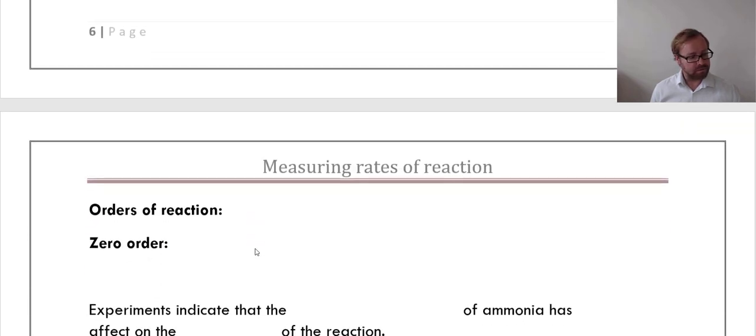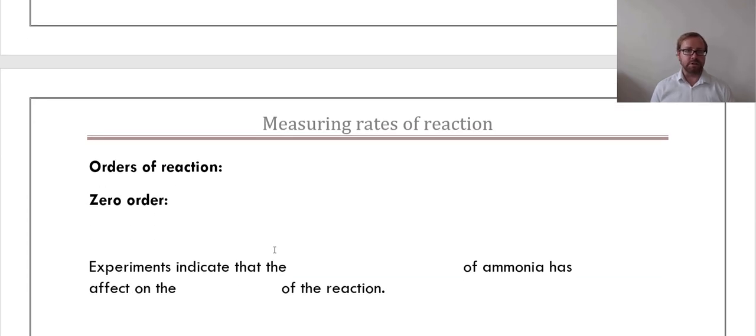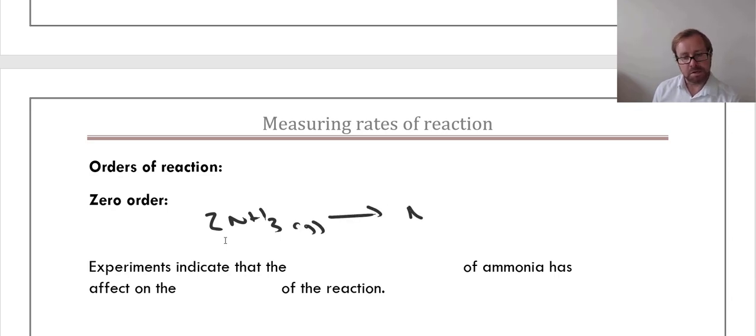Okay, so moving on. What do we mean by orders of reaction? There are lots of different types of orders of reaction, but for the purpose of A level, we will only talk about zero order, first order, and second order, and we'll give some examples. So in my first example, I have 2 moles of ammonia, and they decompose to form nitrogen and hydrogen.